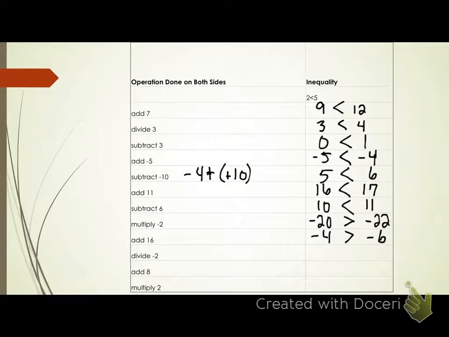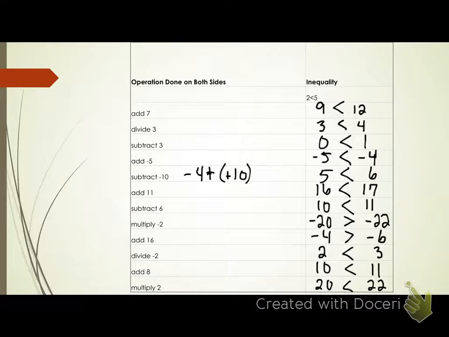Now let's divide both sides by negative 2. What's negative 4 divided by negative 2? 2. Negative 6 divided by negative 2? 3. What's my inequality symbol? 2 is less than 3. Uh-oh, it flipped again. Adding 8, we get 10 is less than 11. Multiplying by 2, I get 20 is less than 22. Stayed the same, stayed the same.